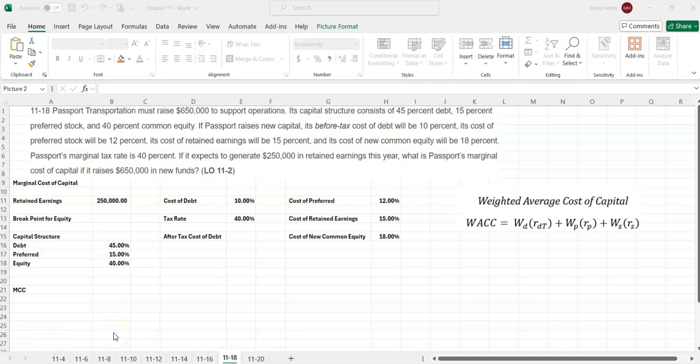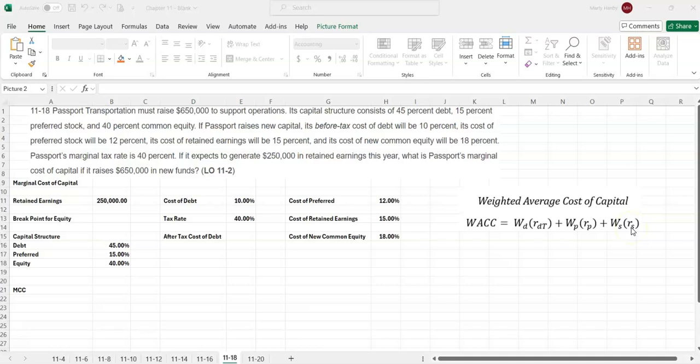Okay, so this is problem 18 from chapter 11 of CFIN7. This is a marginal cost of capital calculation, just the calculation for marginal cost of capital and weighted average cost of capital are basically the same.